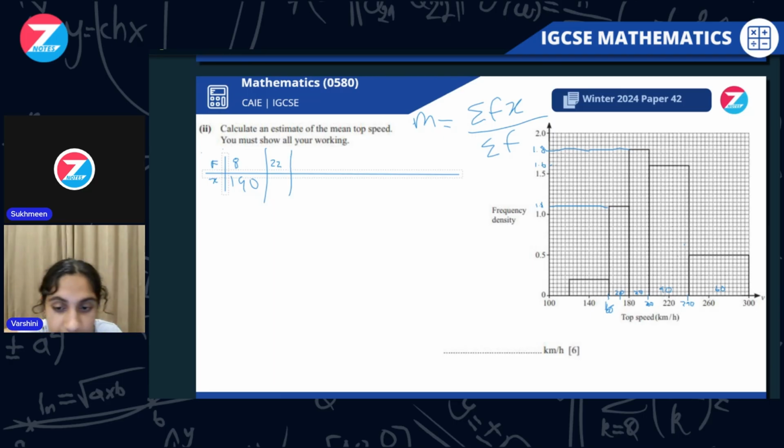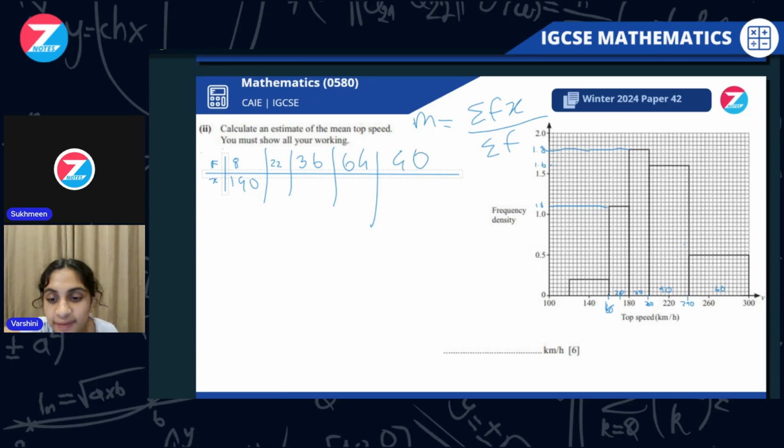Okay, and the next one is going to be 1.8 into 20 again. Just put it in your calculator and you're going to get 36. The next one will be 1.6 into 40, and you'll get 64. And lastly, it's going to be 60 into 0.5, which is 40.